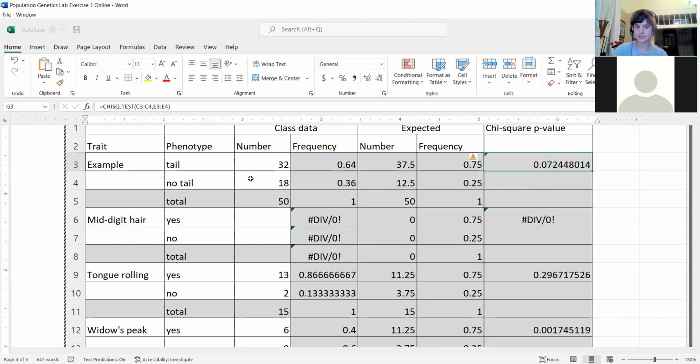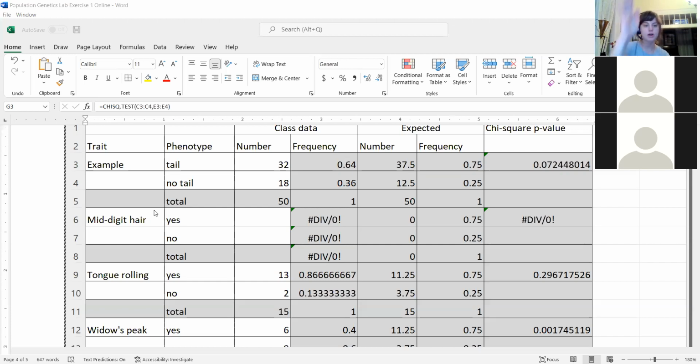So in this example, the p-value is 0.07. Is that less than 0.05 or greater than 0.05? 0.07 is higher than 0.05. Exactly, it's greater than. So that means it's not significantly different than expected. This is good enough. Based on our numbers, we can say we can't reject the null hypothesis that this trait is in Hardy-Weinberg equilibrium. So that's what you're going to do.